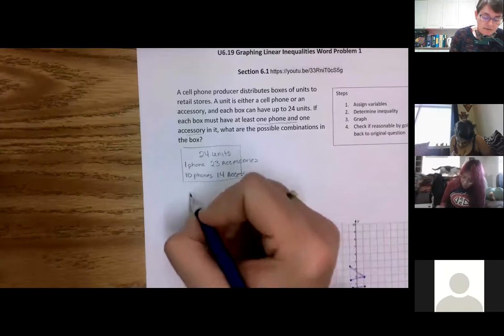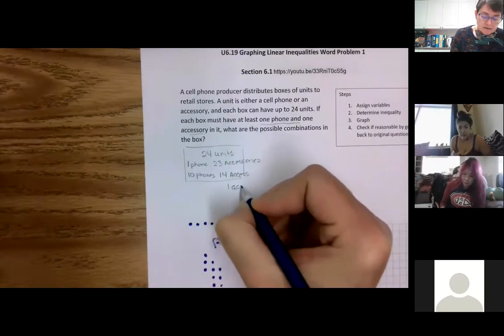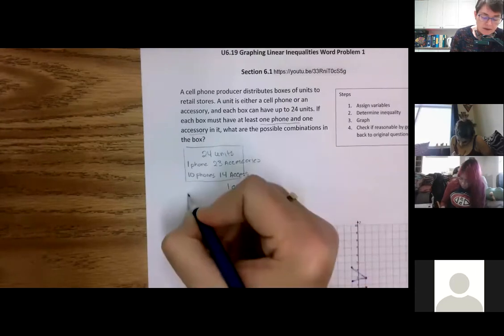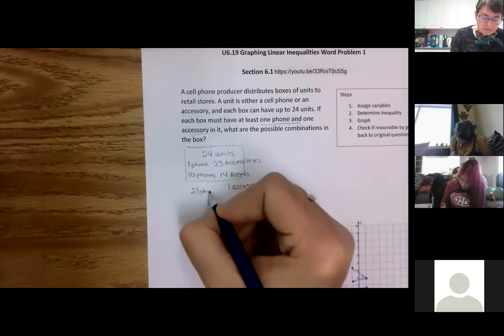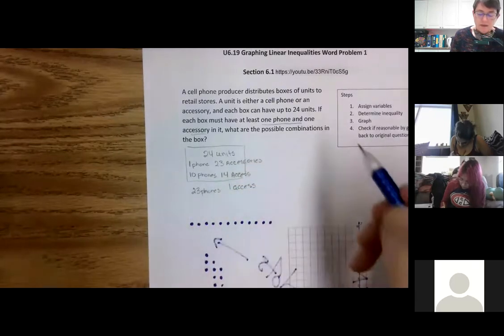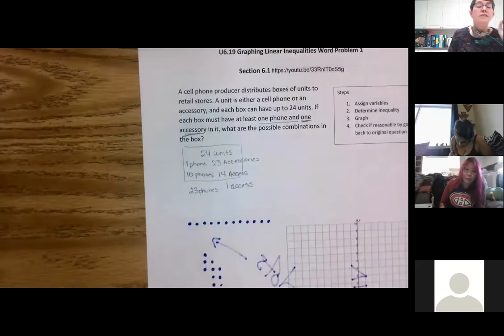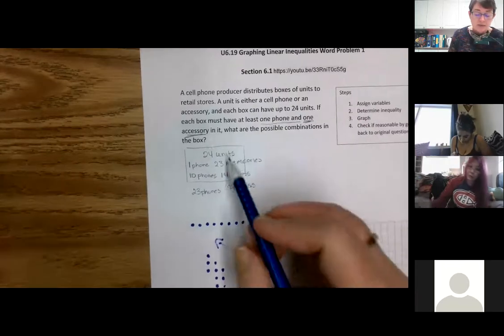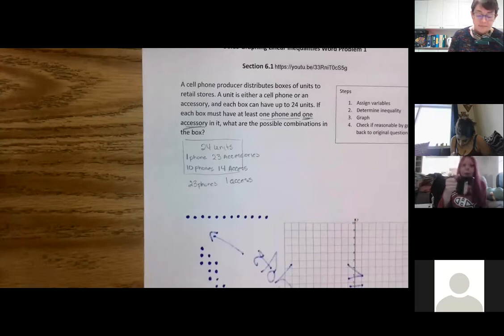Oh, what if I had one accessory? And I would need, okay, I'm not going to ask you, it's 23 phones. Because this question very specifically says it needs at least one of each. You're going to get really good at reading. Not more than, not less than, has to have at least one. This is giving us a really good hint of what our solution set's going to look like.